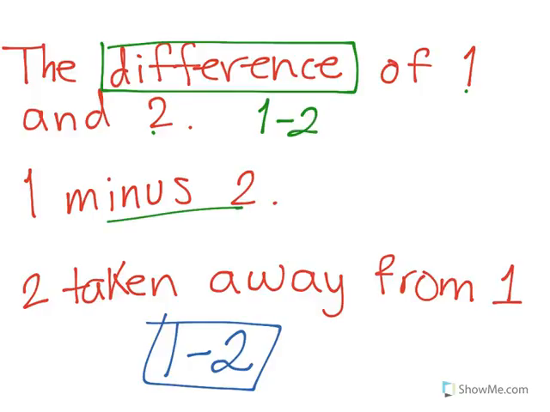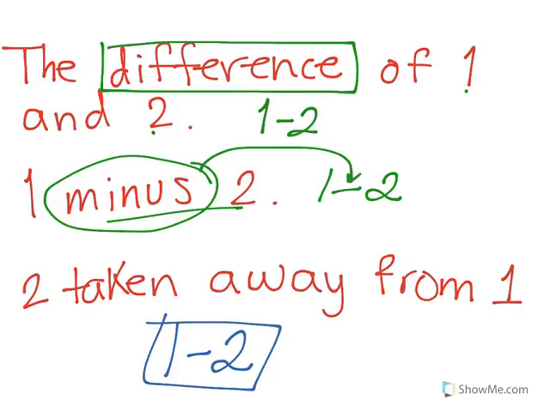Then we have just 1 minus 2, like I have said. So that is of course 1 minus 2. This minus just kind of represents this sign. And then 2 taken away from 1. Since this number is first, it means that it must be subtracted from 1.